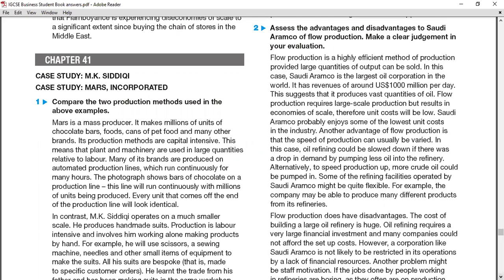And look at the second paragraph, another advantage, but they haven't opened another paragraph. The same paragraph mentions the two advantages. Another advantage of flow production is that the speed of production can usually be varied. In this case, oil refining could be slowed down if there was a drop in demand by pumping less oil into the refinery. And these days they are doing like this because of COVID, this pandemic thing. World manufacturing just halted, it was disturbed. So the demand for oil has gone down.